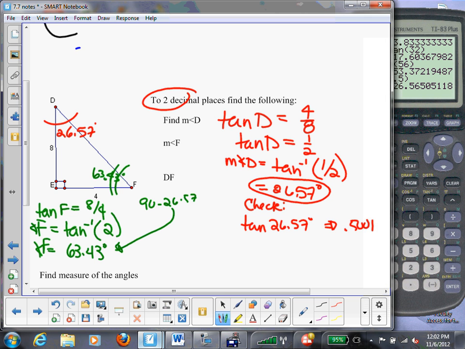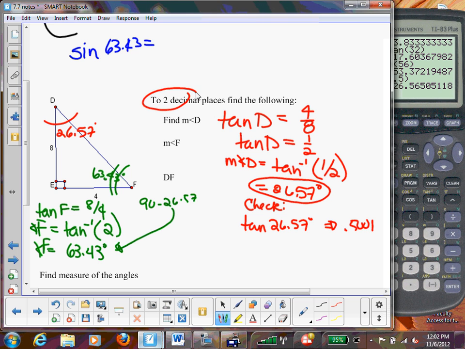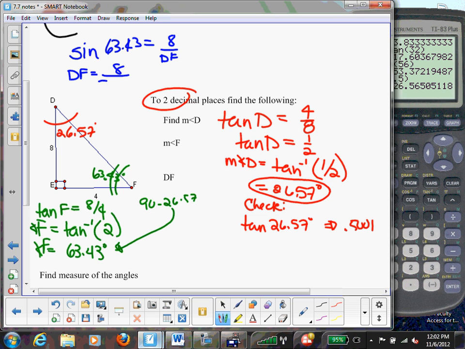So, okay, let's say we do the sine. What angle do you want to use? Does it matter? No, I can use either angle, correct? So if I do the sine of 63.43, that's going to equal 8 over segment DF, correct? So that means segment DF is equal to 8 divided by the sine of 63.43.